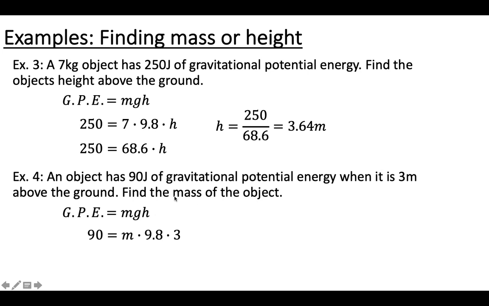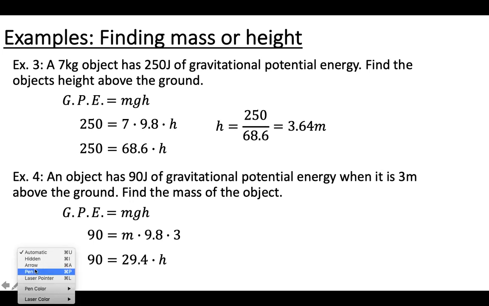m is the mass. We're trying to find the mass. We don't know the mass, so that doesn't turn into a number. That's what we're trying to get. It stays m. So then we're just going to multiply 9.8 times 3. Everything else stays the same. Oh, I left an h there. That should be an m. 9.8 times 3 is 29.4 times m.